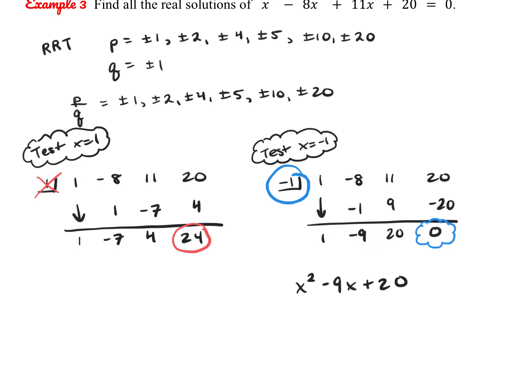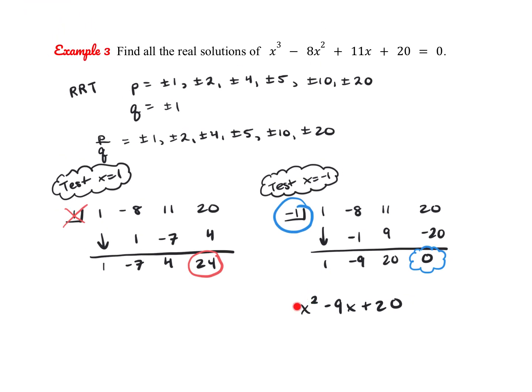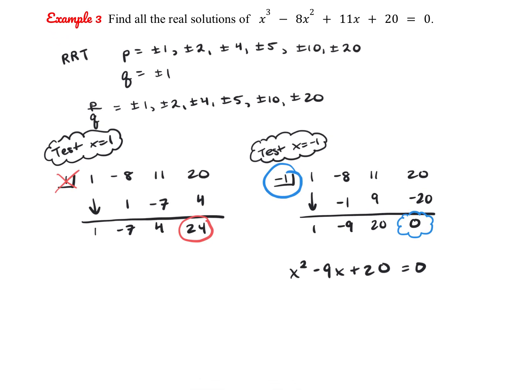So remember, your first coefficient is always going to be 1 less than the original problem. And then we're going to set that equal to 0 and see if we can solve this by factoring. So luckily this one is factorable. What multiplies to make positive 20 and adds to make negative 9? Negative 5 and negative 4. So x minus 5 times x minus 4 equals 0.